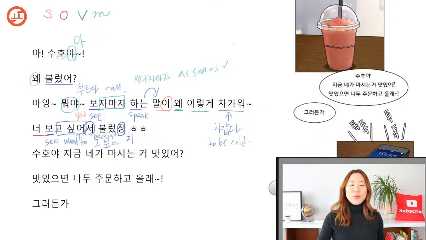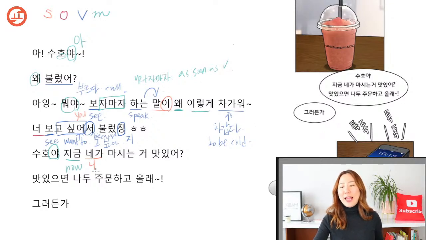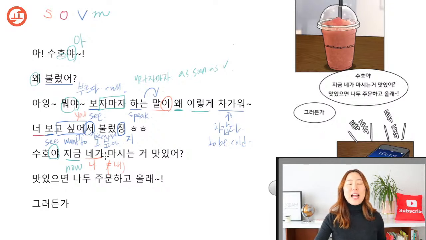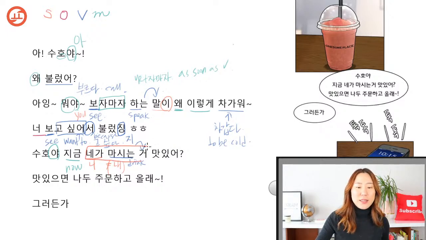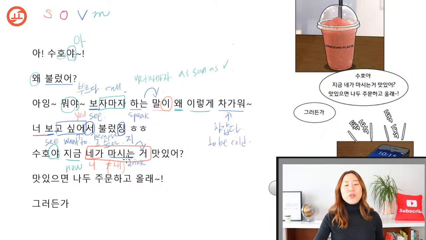수호야. Hey, 수호. 지금, now. 네가 마시는 거 맛있어? 네가, I pronounce it as what? 니. We don't say 네 because it sounds like conflicting with this one, right? So we don't want to say that. 네가 마시는 거. 마시다, verb to drink. Adjective describing 거. 그쵸? So this is the what? Subject. What you drink now. 맛있어? 동사가 뭐죠? 맛있다.